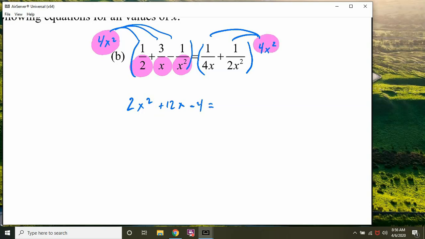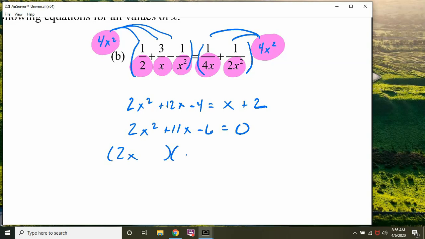On the right, 4x squared divided by 4x is x, times 1 on top is x. 4x squared divided by 2x squared is 2, times the 1 on top is 2. So here we get this quadratic. I'll subtract the x and I'll subtract the 2 to set it equal to 0. We got a leading coefficient greater than 1, so this may factor here. So take a moment. I think we're looking at 2x minus 1 and x plus 6. That should give us the plus 12x minus 1x, which is 11x in the middle.